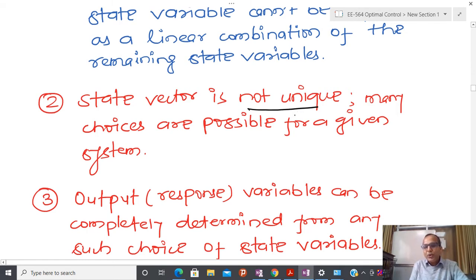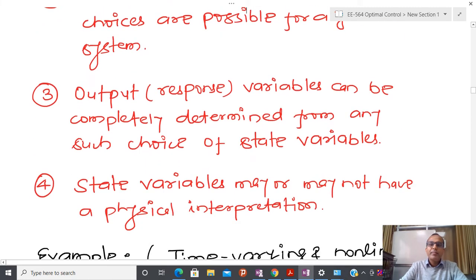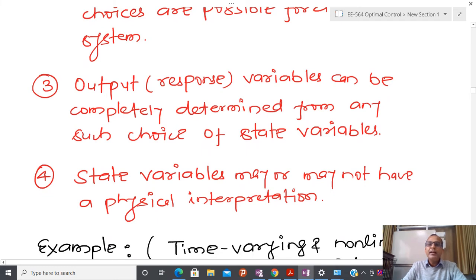And this non-uniqueness is very much useful. Due to this non-uniqueness, I will tell you several stories showing that you are able to express a complicated system using some kind of system where we have less complication. After that, you can see that the output variable can be completely determined from any such choice of state variables. So you can select any state variable notion, and you are able to determine the output.